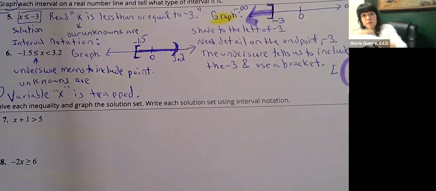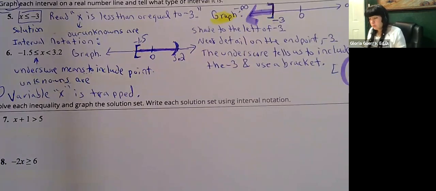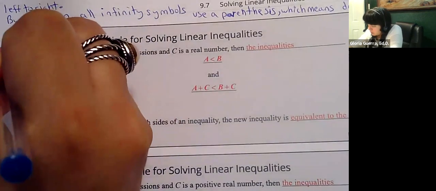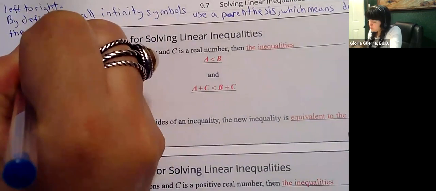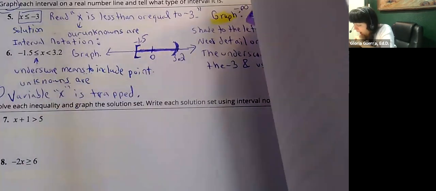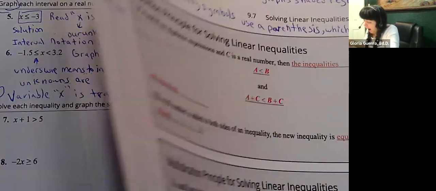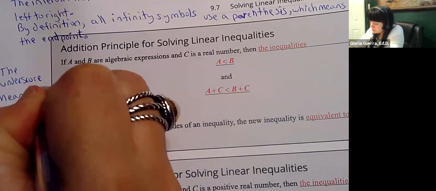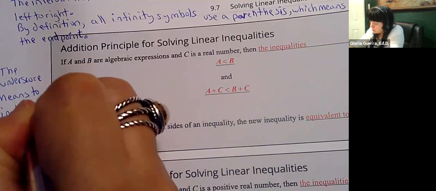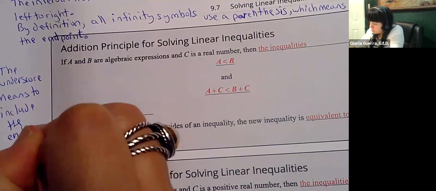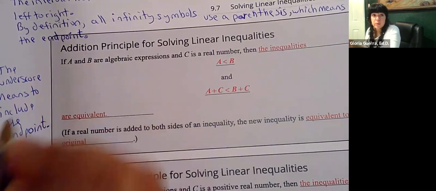So I think I'm going to write that somewhere on your paper, somewhere on the previous paper. I'm going to say here, the underscore means to include the endpoint.